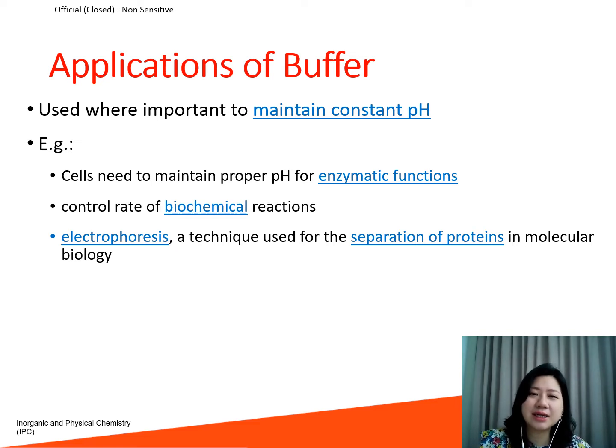Buffers are widely used in the lab when it is important to maintain a constant pH. For example, cells need to be kept in a buffer to maintain the proper pH for their enzymes to function. The rate of biochemical reactions involving enzymes is dependent on pH. Electrophoresis, a technique used to separate proteins, also requires the use of buffers.